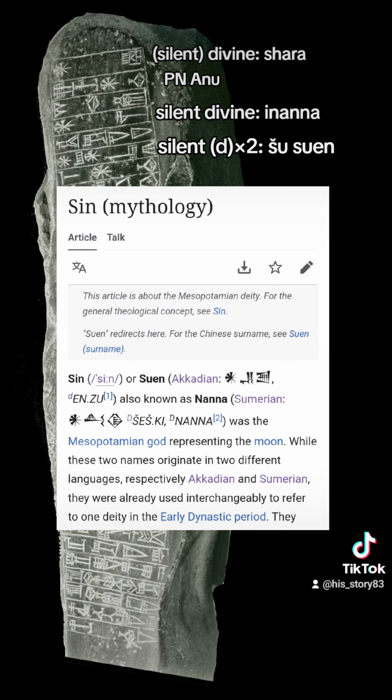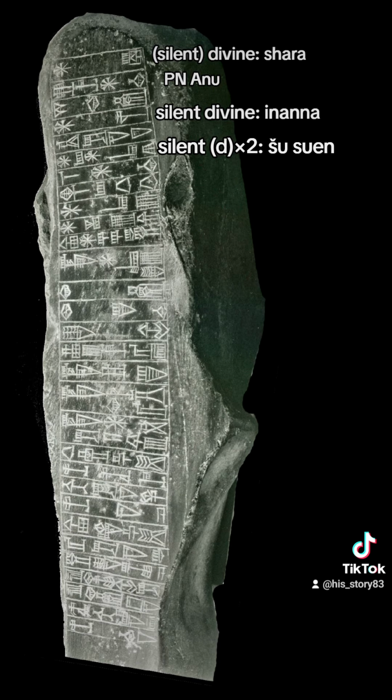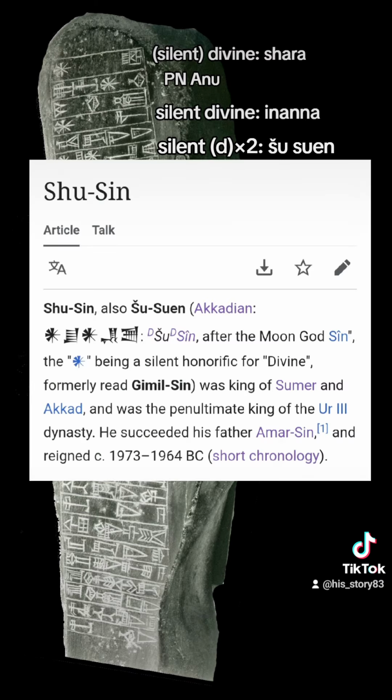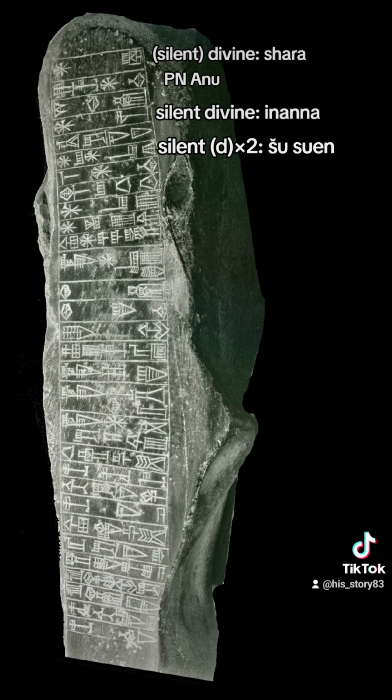So it appears first before Shu, which is representing the king himself, and it's being used again before the name of the god of the moon, Suen. So the whole thing is really saying the divine hand of the divine Suen, but really it's all just one name, Shu Suen. The next line down from that is being used as a proper noun again for Anu. This is the divine priest of Anu.